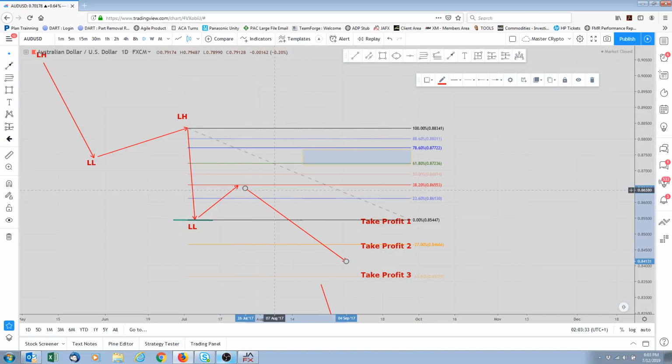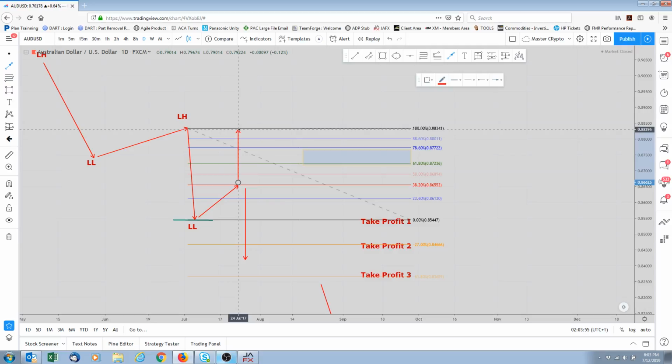Price goes there quite frequently. But the problem is if you place a sell from here, say from 38.2%, you place a sell here, your stop loss is going to have to be all the way back to 100%.